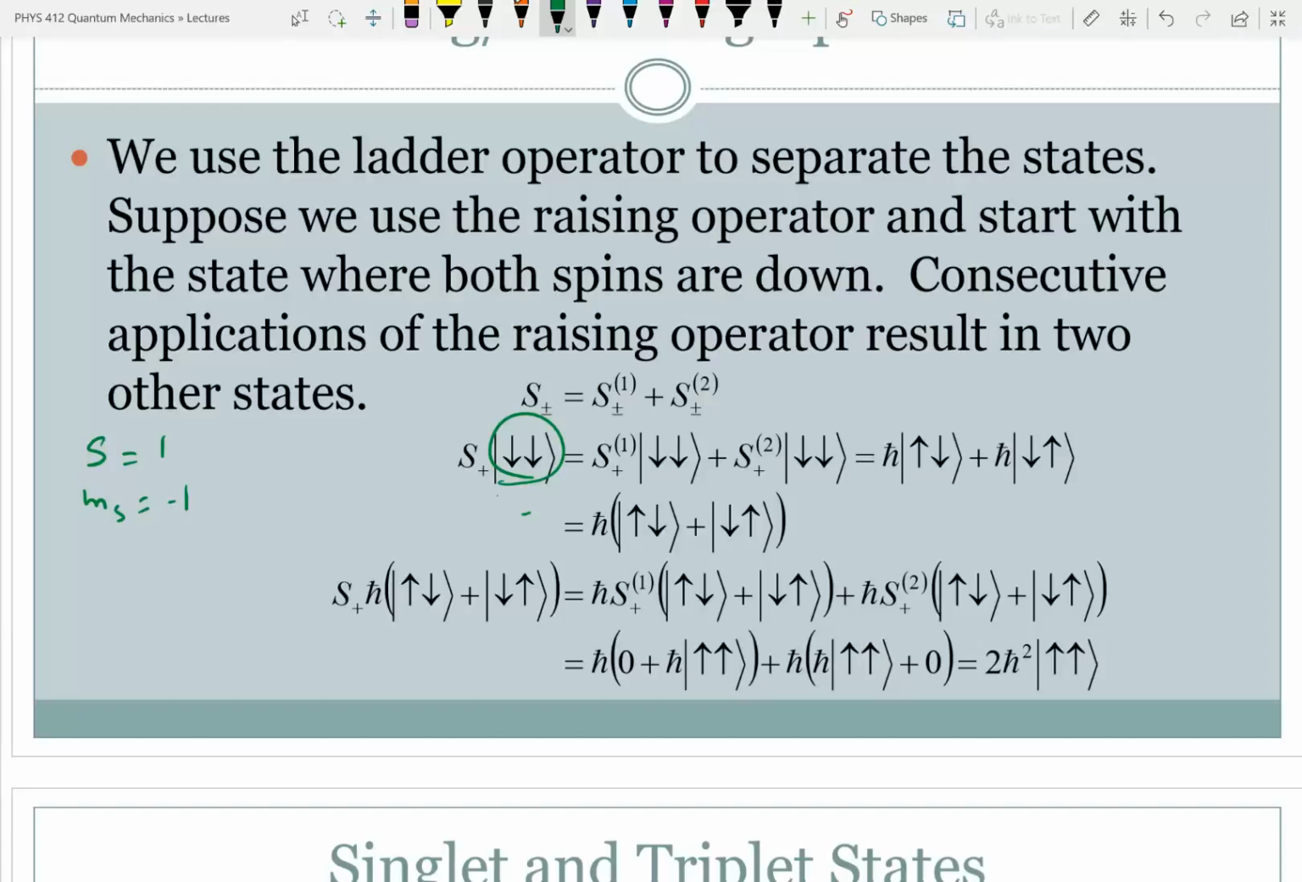So if I do that, the raising operator on down, down, is going to raise the first one and give me the eigenvalue of h bar. Raise the second one and give me the eigenvalue of h bar. And so factor out the h bar, and that's h bar times up, down, plus down, up. That's a symmetric solution, right? So it's a symmetric solution. It's not normalized. How do I normalize it?